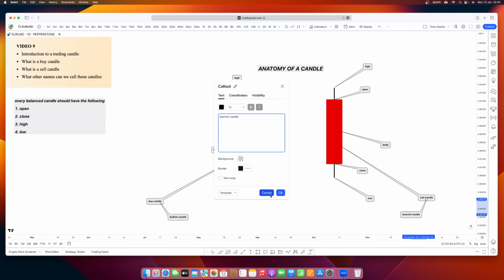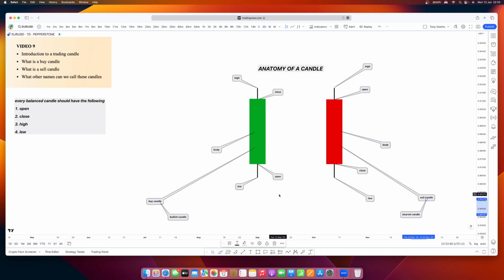So you're going to be hearing me use these words a lot. Bullish candle, price is bullish. When I say price is bullish, it means price is buying. And when I say price is bearish or price is giving me a bearish vibe, that means price is most likely selling. So that's what I mean by buy candle bullish, sell candle bearish.